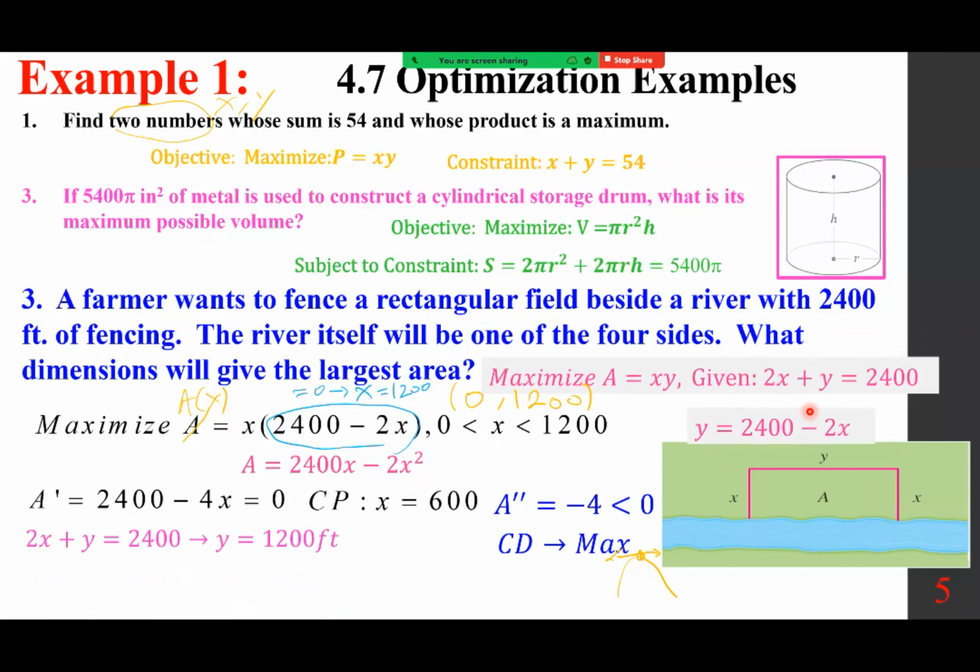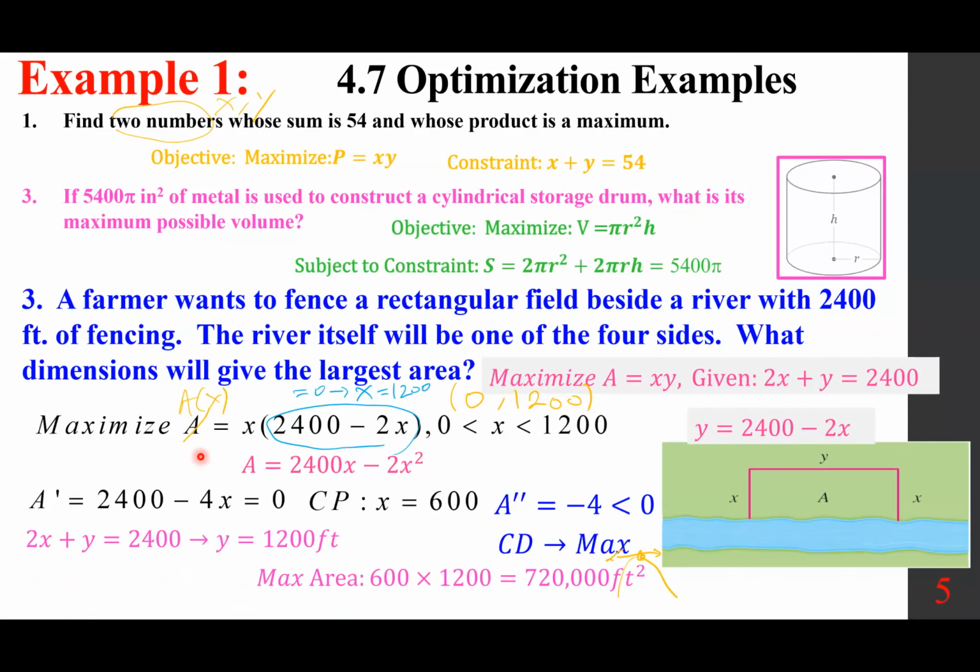So the dimensions are 600 by 1200, which gives us the area of 720,000 square feet. So again, in short, optimization problems, you're dealing with word problems. You have to define your variables. You have to have a drawing that makes sense.